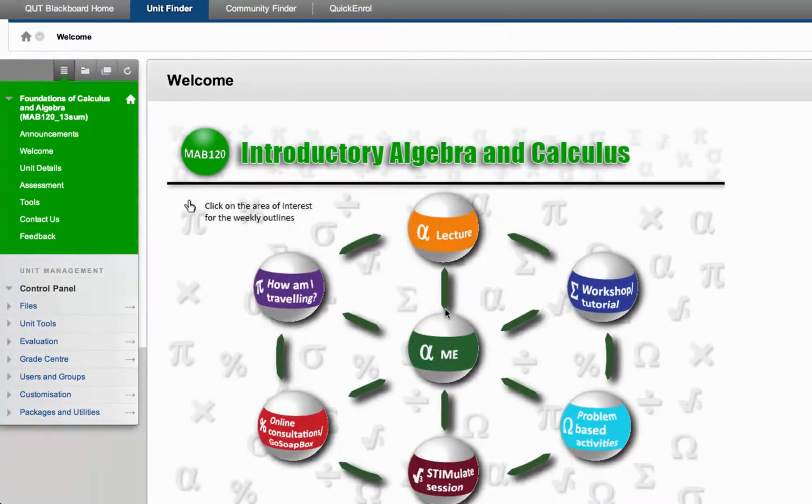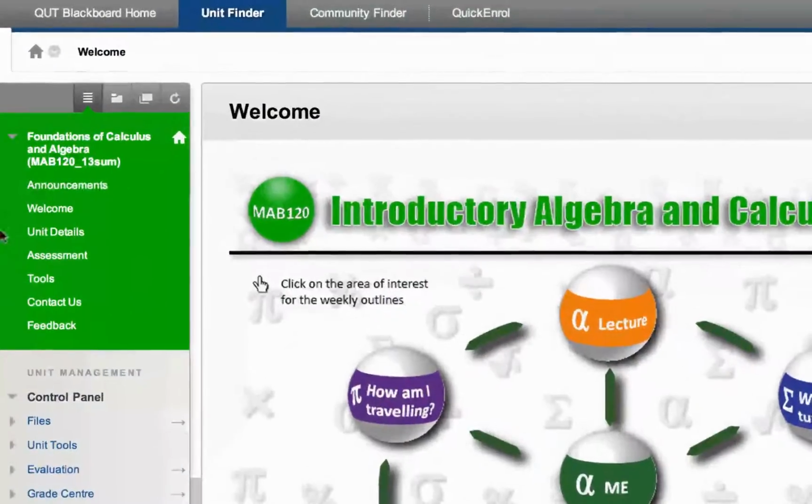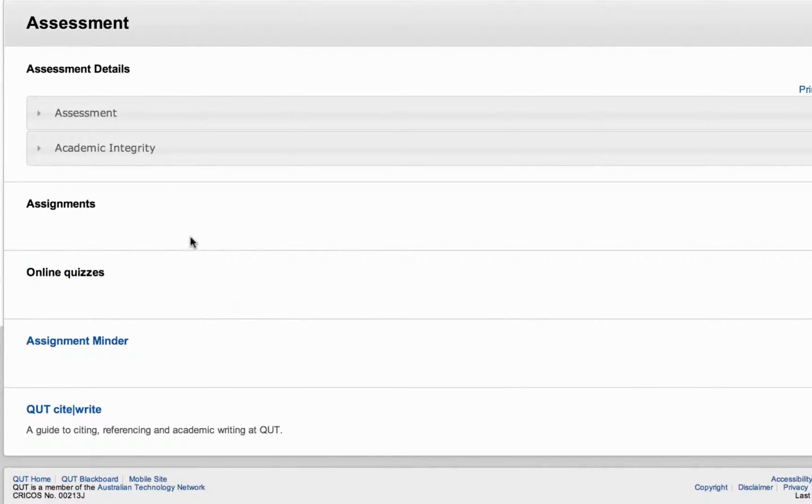With assessment always being paramount to students, we have offered links to assessment in the unit maps, as you've seen before, in the main menu over here, but we've also included it as a link on Me, where they can get information about assessment, academic integrity, their assignments, quizzes, Assignment Minder, and Turnitin.